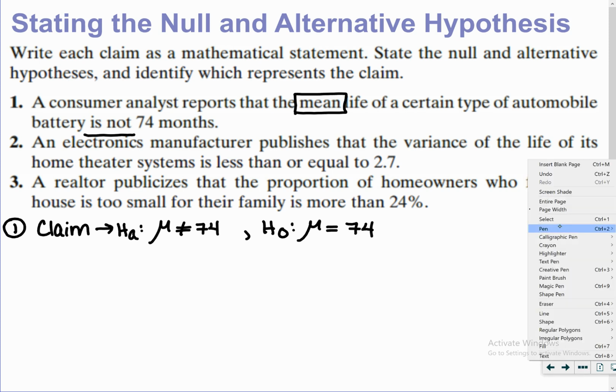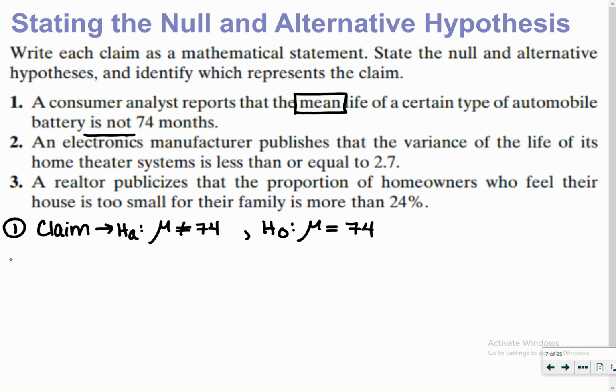Okay, number two. An electronics manufacturer publishes that the variance of the life of its home theater systems is less than or equal to 2.7. All right, is this claim going to be a null or alternative hypothesis? What do you think? It's going to be a null because it contains the word equal to. Less than or equal to.